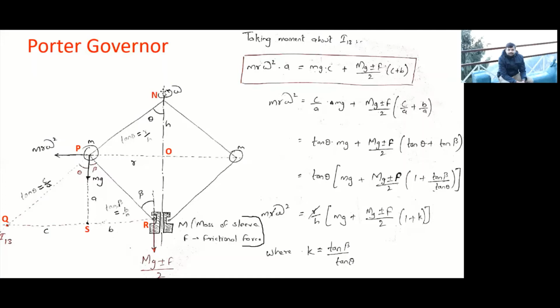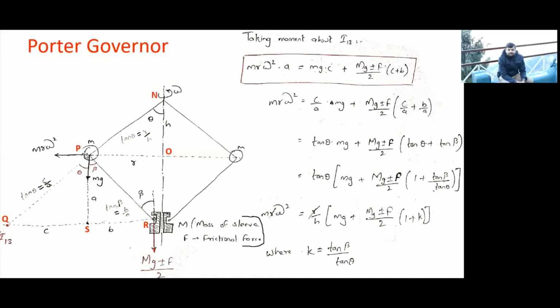Okay, now for this derivation purpose, we will use only one half of the governor, one half of the diagram. So that's why, at this end, this entire downward force will be Mg plus minus f divided by 2. So there are three forces. One is this m r omega square, another one is this mg, and the third one is this capital M multiplied by g plus minus f by 2. So now taking moment about I13, that is about this point Q.